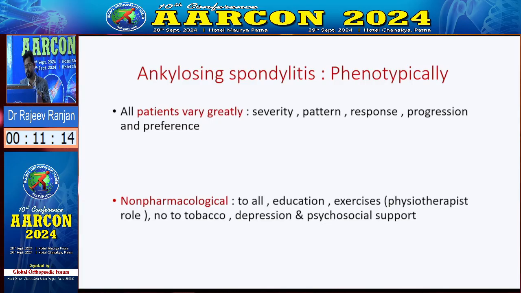Depression and psychosocial support are very, very important, because many patients search on Google, and they see that I am HLA-B27 positive, I will develop so many deformities in the future, and they start thinking a lot. Psychosocial problems and depression are very common in almost all rheumatic diseases, and especially in ankylosing spondylitis, where the patients are young adults and think a lot about their futures.